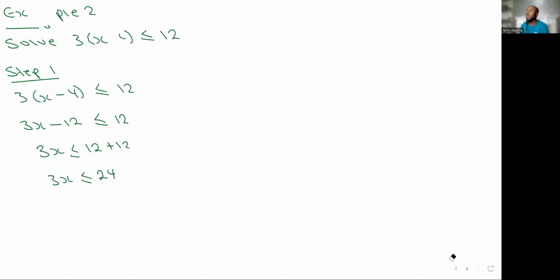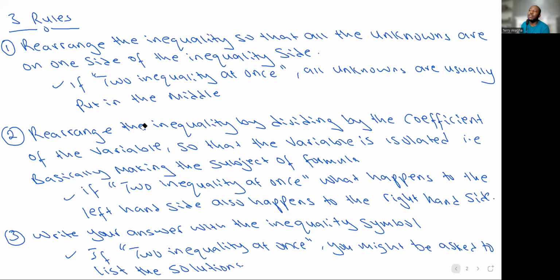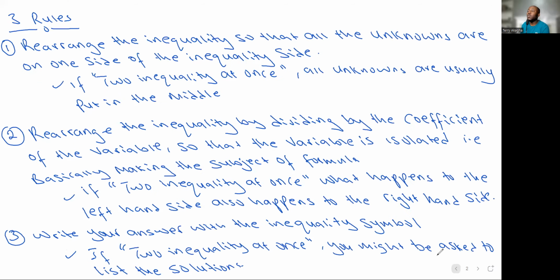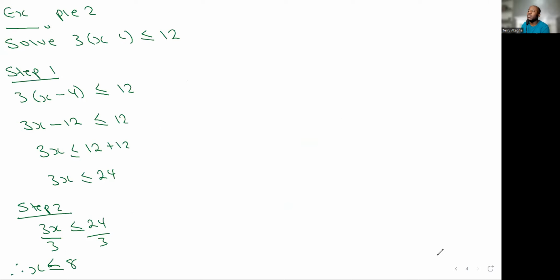Okay, so let's go to the next one. Step 2 said you have to rearrange the inequality by dividing by the what? The coefficient of the variable. So step 2, we have 3x is less than or equal to 24. Divide both sides by 3. So x will be less than or equal to what? 8. So step 3, we're told to then write your answer with the inequality symbol.